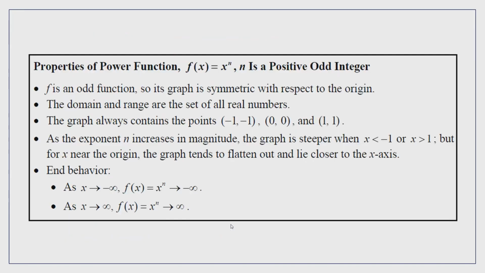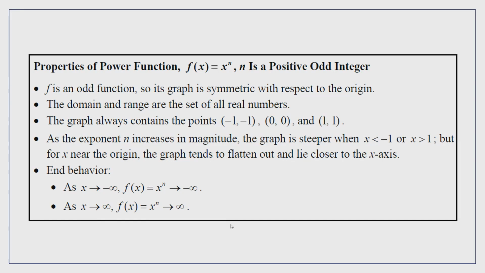So in summary, the properties of a power function when n is a positive odd integer: f would be considered an odd function, so its graph is symmetric with respect to the origin. The domain and the range are the set of all real numbers. The graph always contains the points (-1, -1), (0, 0), and (1, 1). As the exponent n increases in magnitude, the graph is steeper when x is less than -1 or x is greater than 1.